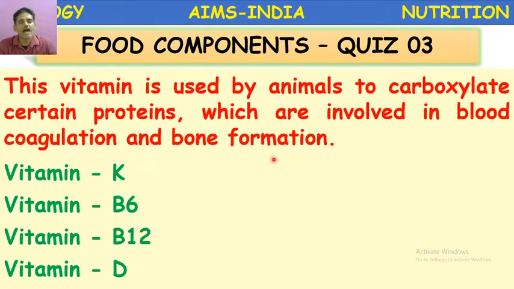So here, answer the question. Which is involved in blood coagulation? Very simple. And bone formation. Here, vitamin. Those who are in live chat, please answer. Yes, vitamin K. Blood coagulation, anti-hemorrhage vitamin is vitamin K.